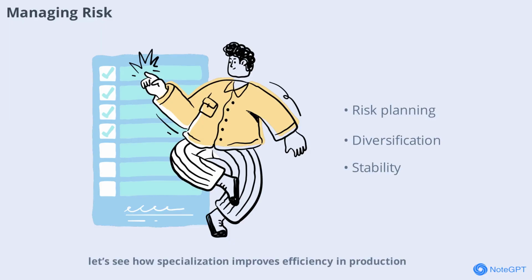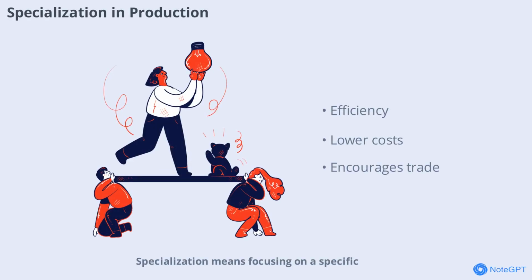Now, let's see how specialization improves efficiency in production. Specialization means focusing on a specific task or product to increase efficiency. When workers, businesses, or even countries specialize, they can produce more at a lower cost. For example, a factory that specializes in making shoes can produce them faster and cheaper than one that makes many different products. Specialization often leads to trade, as different producers exchange goods and services.